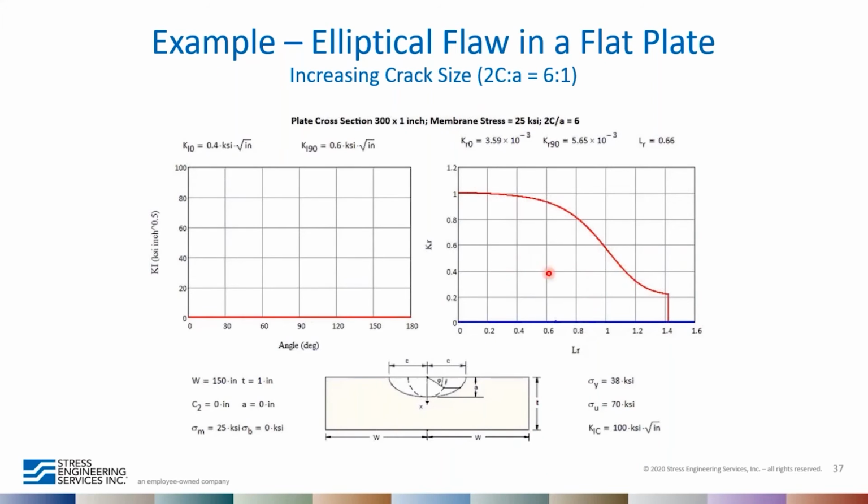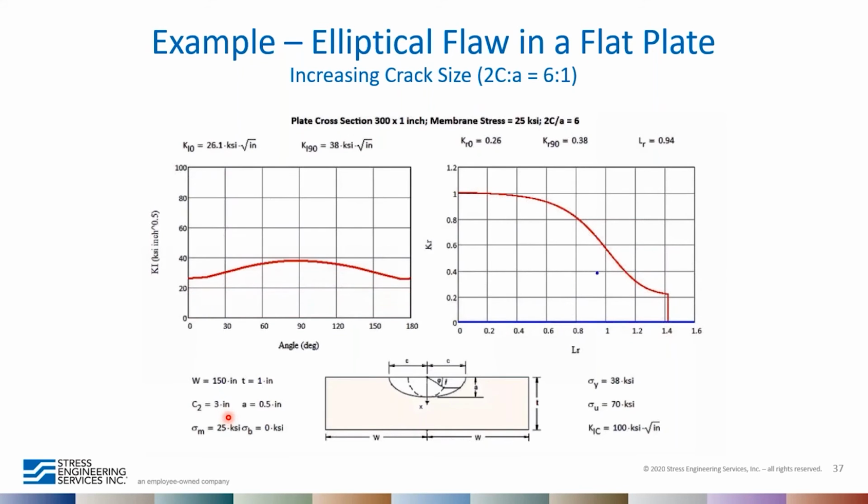Okay, so here we see the FAD solution for this geometry. You'll notice that the yield strength is 38 KSI with an ultimate of 70, with the K1C shown here. The crack dimensions and the geometry are shown here, and we're applying a membrane stress of 25 KSI on this crack. So I'll start the animation here, and we see the progression of the assessment point, which initially moves up and then over to the right, and it crosses the boundary just over 3.5 inches in crack length.